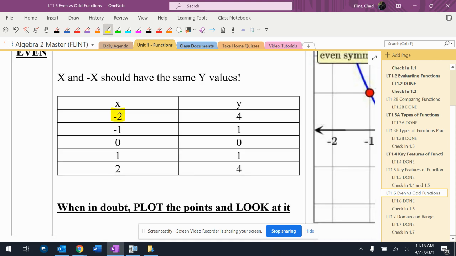If you have an x value and a negative x value, so I have 2 and negative 2, they have to have the same y values, and they all have to. So let me do a different color. 1 and negative 1 is going to have the same y value. And then there'll be 1 point right in the middle, which is going to be a 0, which is the vertex. And the vertex should be right on the y-axis. But if you're not sure, plot the points and look at it, put it in your graph and look at it.